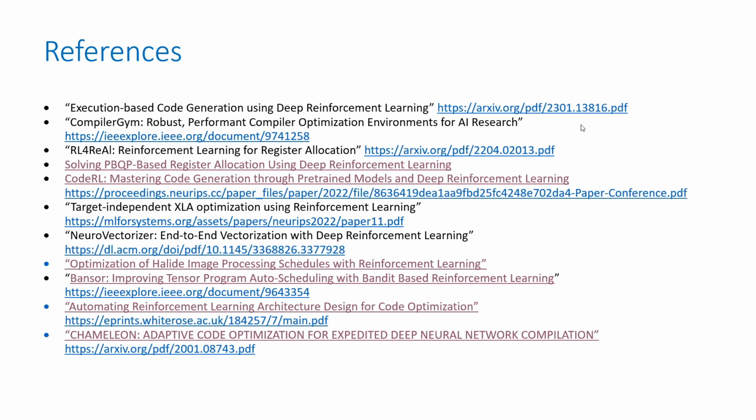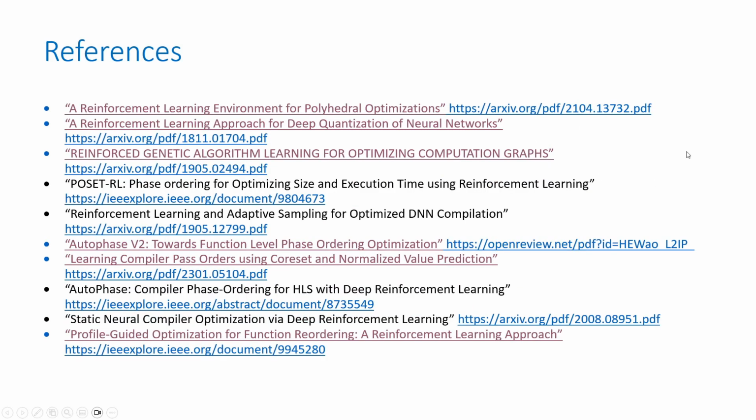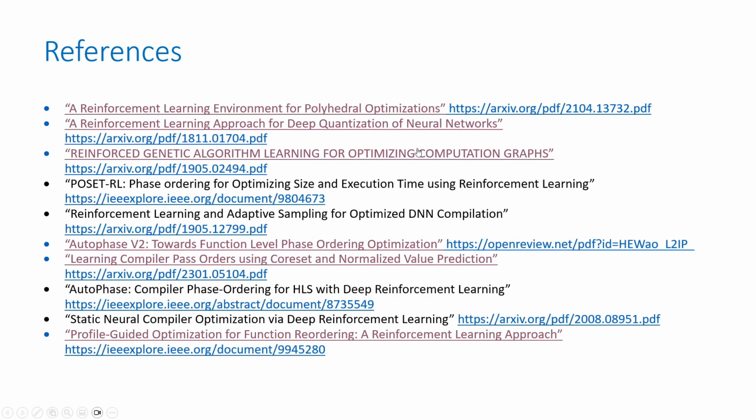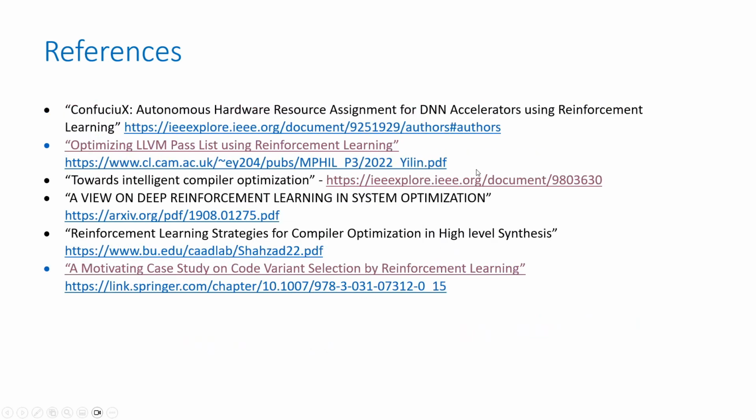Here are the references that were used in this video. We covered all of this here and the first two in here, and you can see that compiler optimization is a very popular use of reinforcement learning, and you can find all these references in the description of this video.